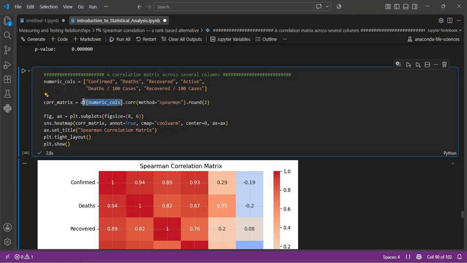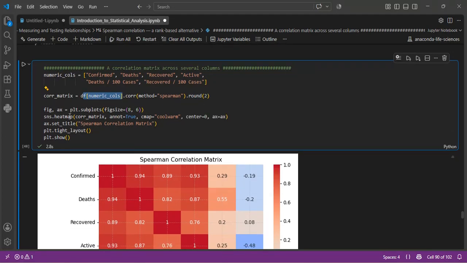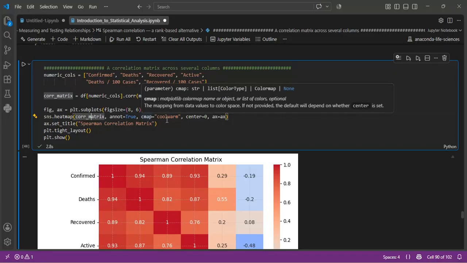Once we are done, we set our args and then we use seaborn. This is where seaborn was implemented. So seaborn heatmap, and we provide the correlation matrix as our argument. Then we give the annotation, and the cmap, we choose the color, and then center, then we set the axis. All these ones we know already. So how do you interpret this data?